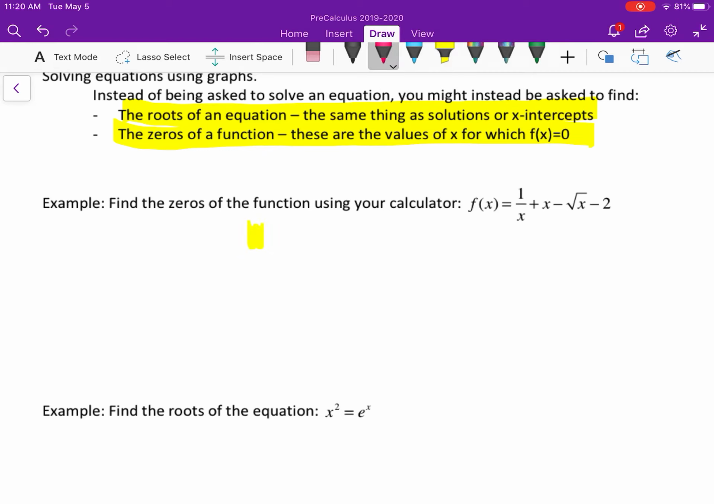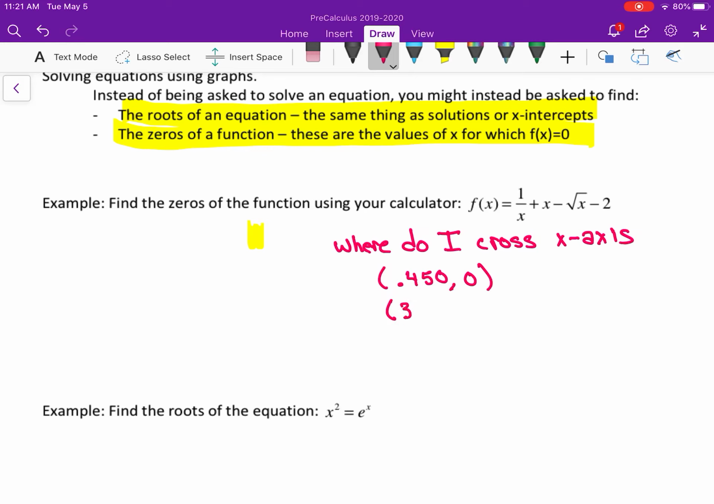All right, that's it. So where do I cross the x-axis? That would be at (0.450, 0) and (3.63, 0). That's all we're looking for. Again, just using technology. Okay.